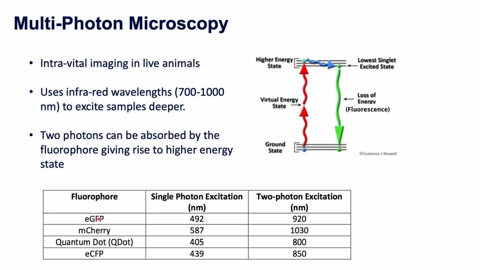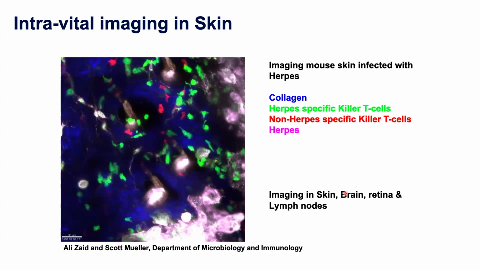This means that to excite GFP, we'd normally be doing that with single photon at about 490 nanometers. With 2 photon excitation, we're using something more like 920 nanometers to get this 2 photon effect. And I'll show you one example of this.